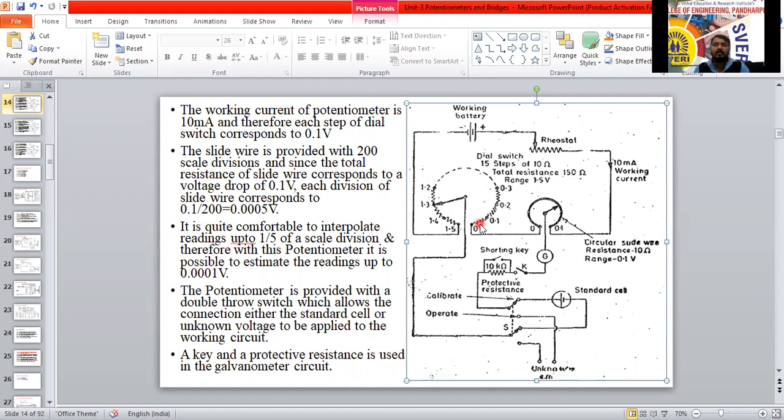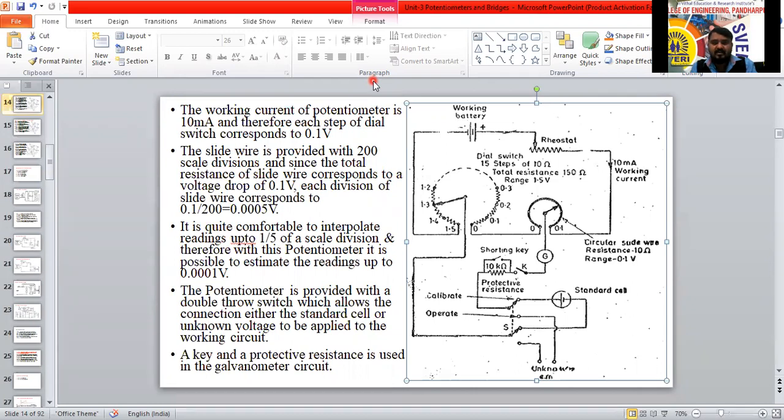Any doubts regarding this? If you have any doubts, you can ask. Any doubts? Yes. Ask now, what is the doubt, say it.